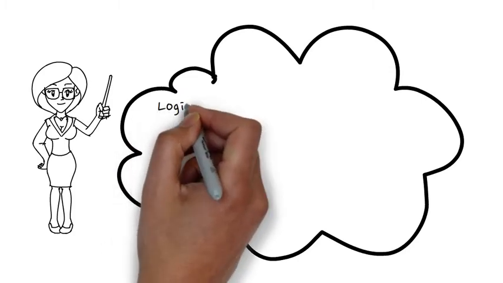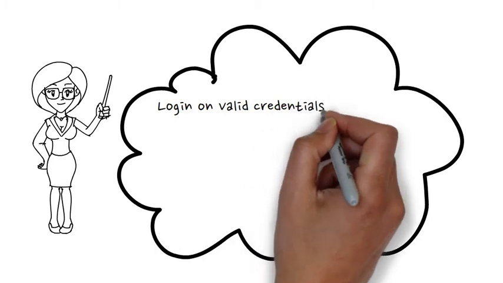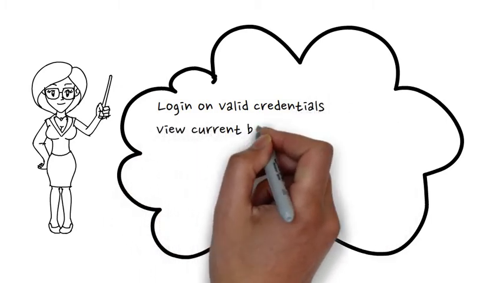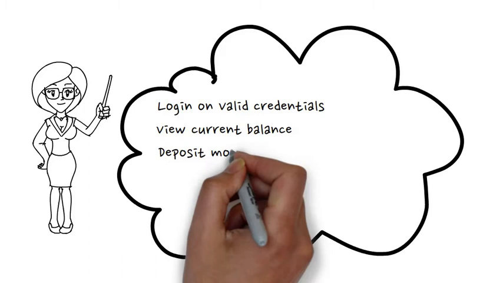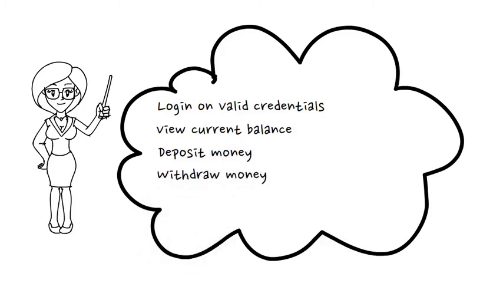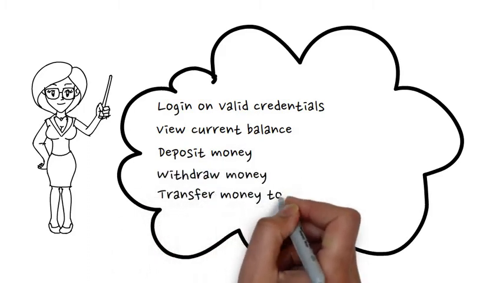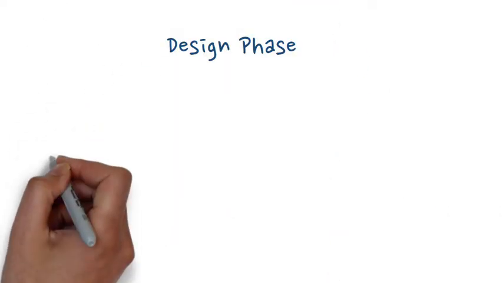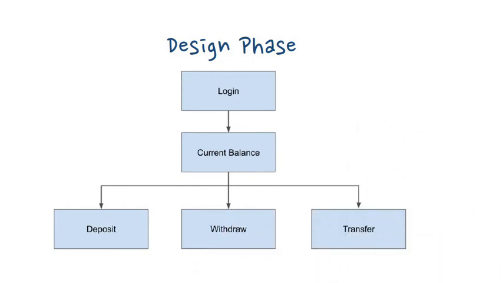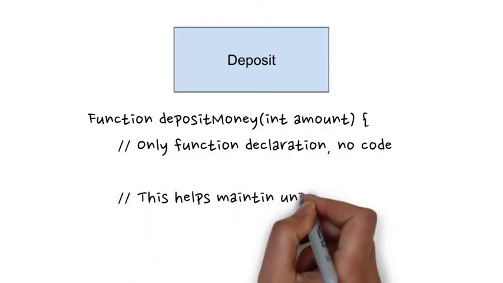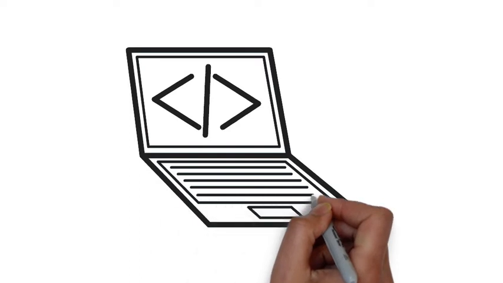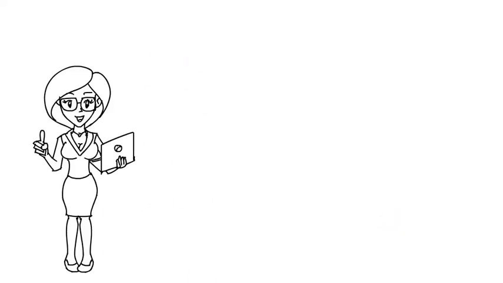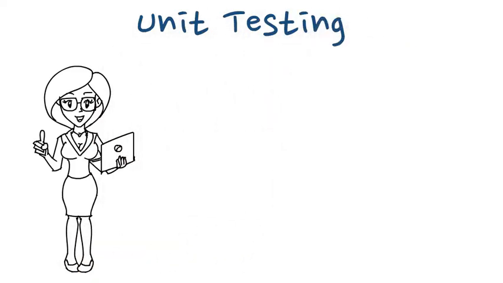are login on valid credentials, view current bank account balance, deposit money, withdraw money, and transfer money to a third-party account. Next, in the design phase, the application is broken down into modules and programs. Then the pseudocode for functions for each module is documented. Next, actual coding begins. During coding, developers should be performing unit tests, which test a single unit of code.